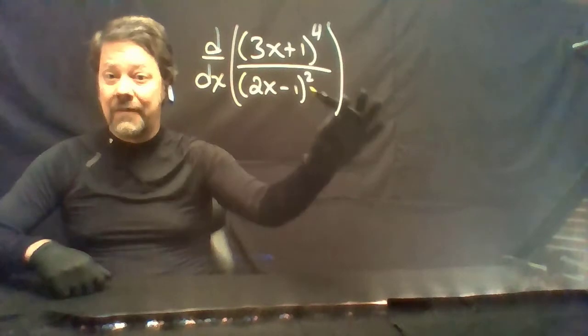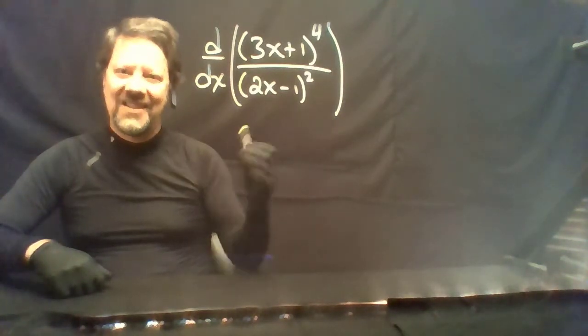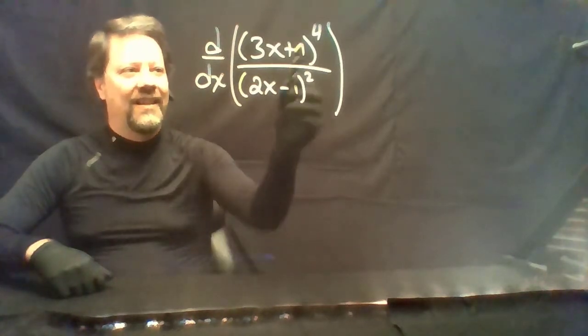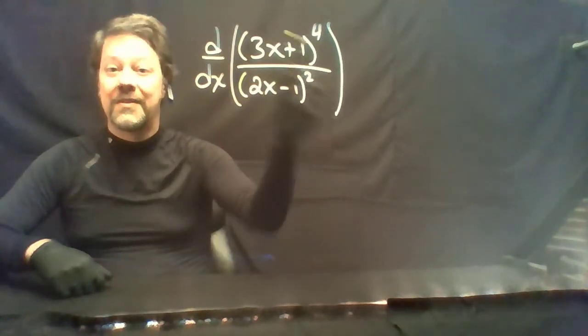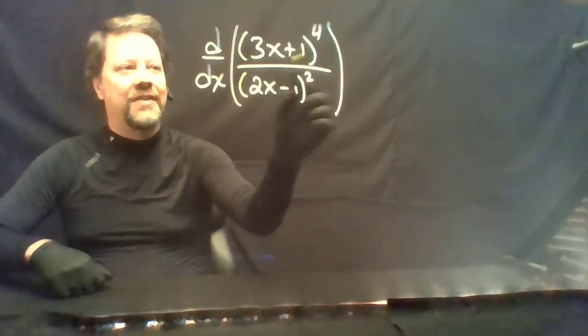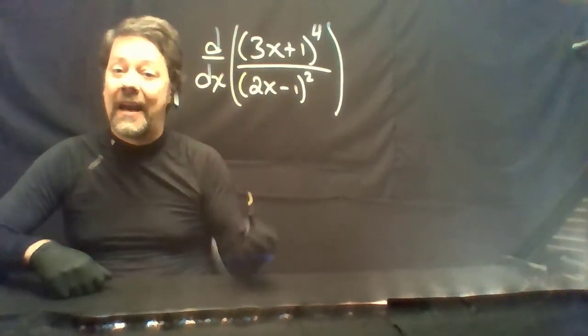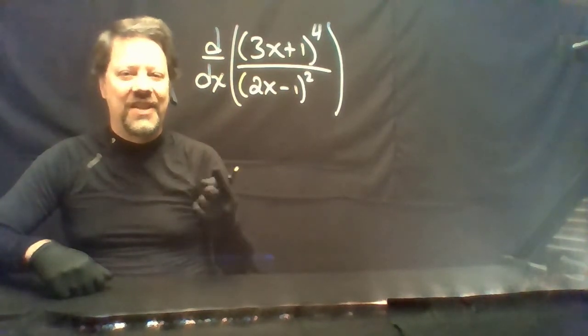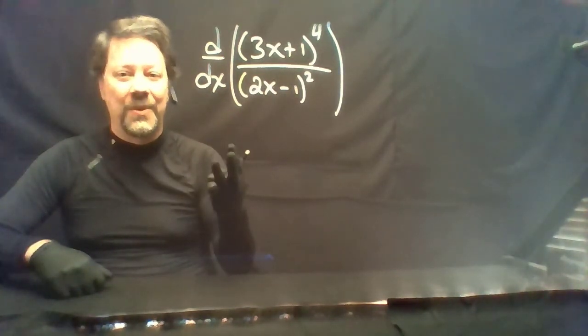Clearly, this involves a quotient, so we will have to apply the quotient rule. It also involves power functions, so we will need the power rule. But we have functions inside of these power functions, and hence we will need the chain rule. So we'll need the chain rule, the power rule, and the quotient rule.